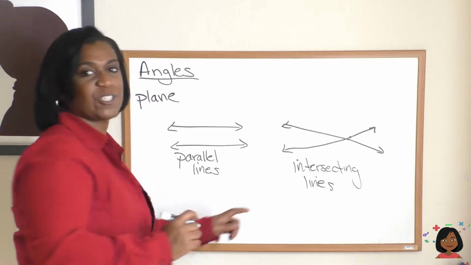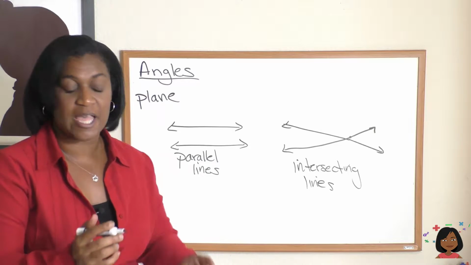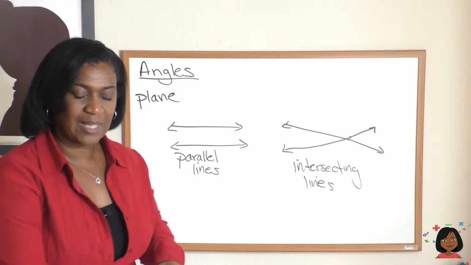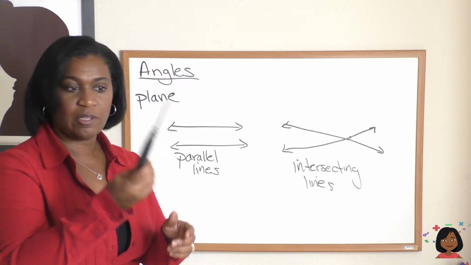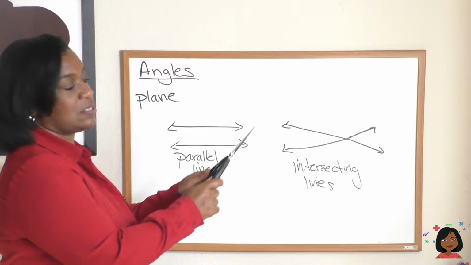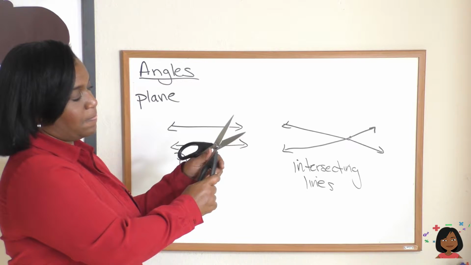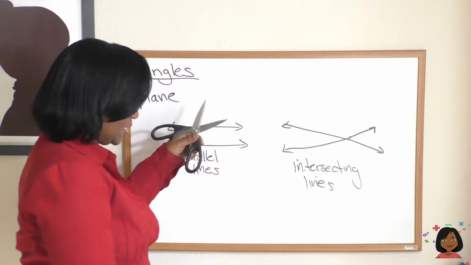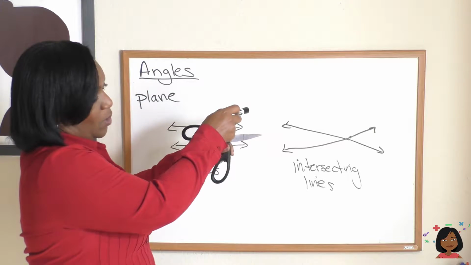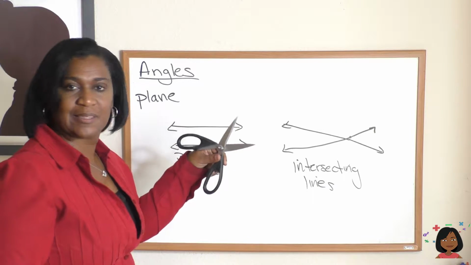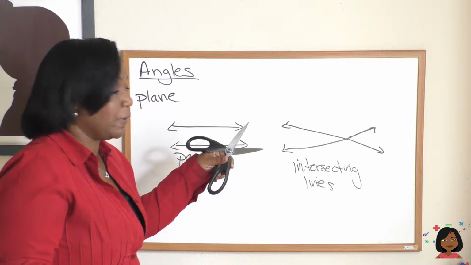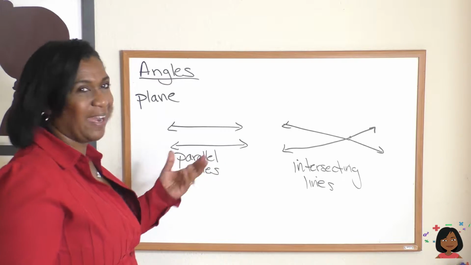Now, I want to get more specific on these intersecting lines. Let's just take a look. Like, where in real life do we have intersecting lines? Well, notice, I went to my kitchen and I found the scissors. And notice, in the scissors, we have intersecting lines. We have one line here and one line here, and they intersect right at that point right there. Pretty simple.